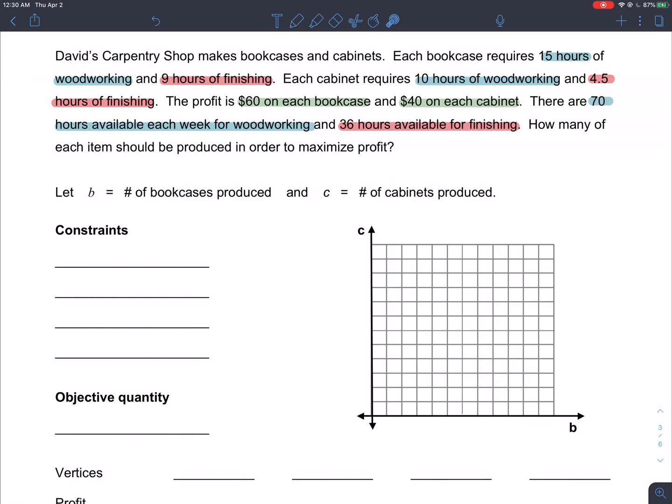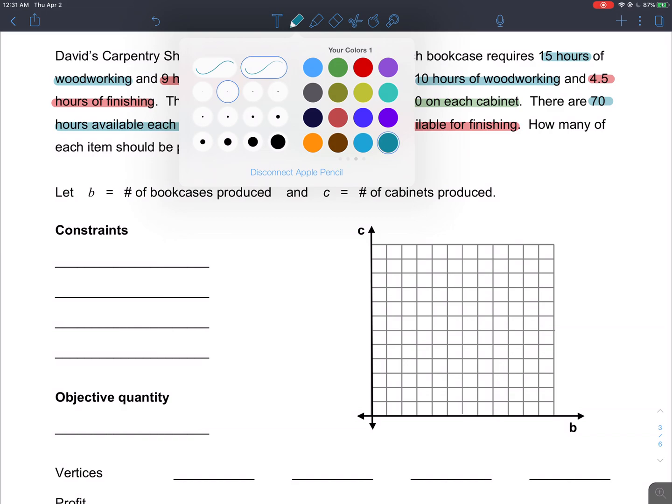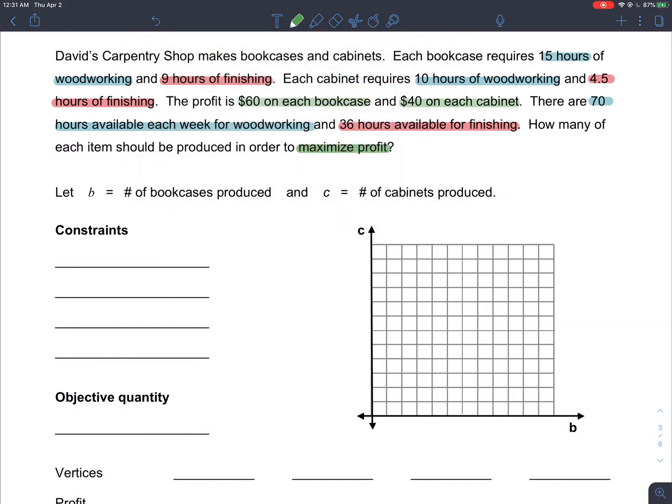I need to group like units, woodworking hours, total woodworking hours. I need to group those together when I write my constraints, not my objective function. All right? And then you can see it's also 9 hours of finishing, 4.5 hours of finishing. I need to group that with the 36 total hours of finishing available. And then it tells us in the last statement that we are maximizing profit again. So it's another maximize profit problem.